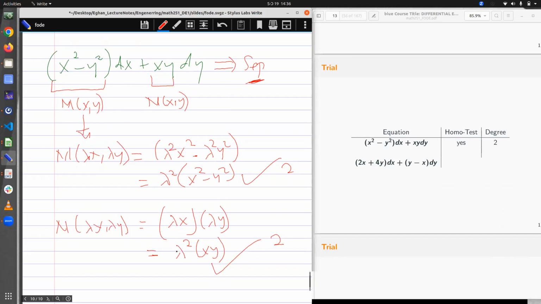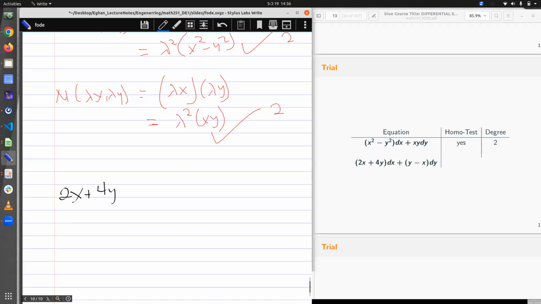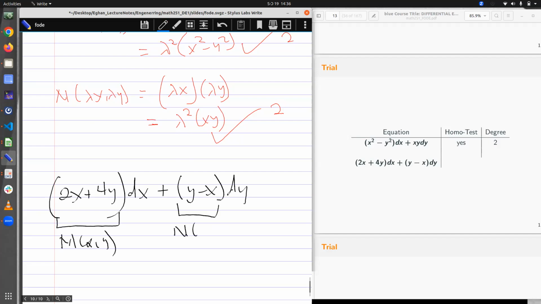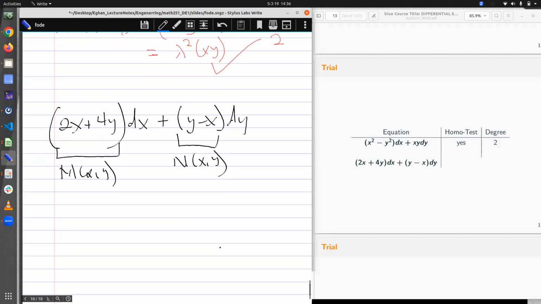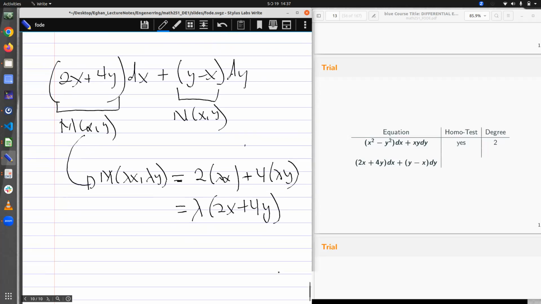Okay. The last example under this test, we have (2x plus 4y) dx plus (y minus x) dy. Again, here is M of xy, and then here is N of xy. Let's see if it's indeed homogeneous. If I take the first aspect of the equation, M of lambda x, lambda y will be equal to what? 2 of lambda x plus 4 of lambda y. Expand, or I can easily just factorize lambda out, giving me 2x plus 4y. What can we say here? This is homogeneous of degree 1 because the power of lambda here is 1.